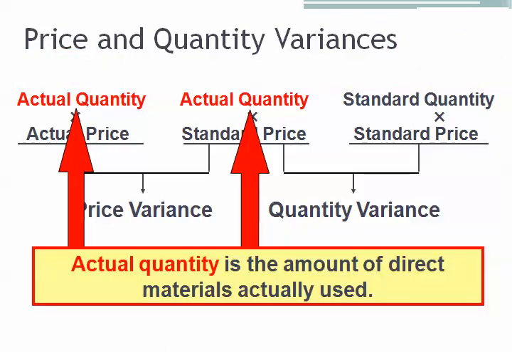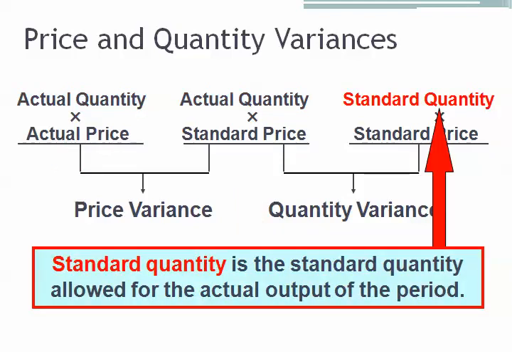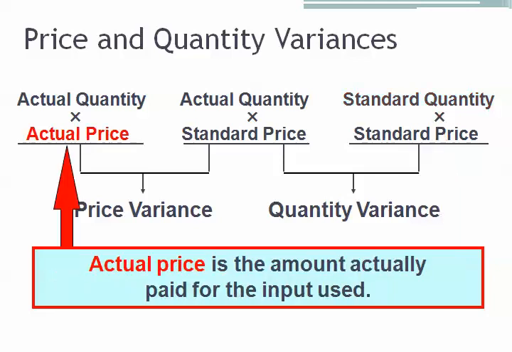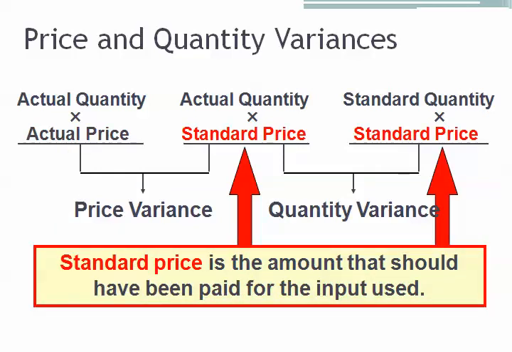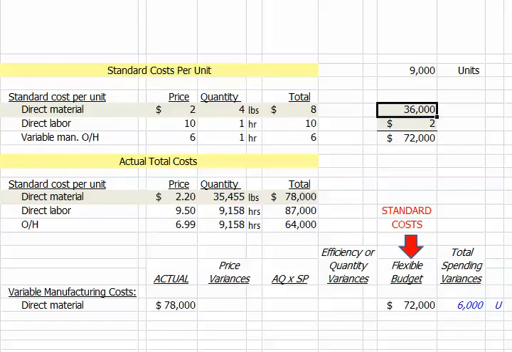The actual quantities will be the actual amount of direct materials we actually used during the period in production. Our standard quantity, on the other hand, is the amount that we should have used or would have been allowed during the period. Our actual price is what we actually paid for our direct material inputs, while the standard is what we should have or expected to pay during the period. So we're going to explain the difference between our flexible budget amount of $72,000, which we're now calling a standard cost, and our $78,000 actual cost.